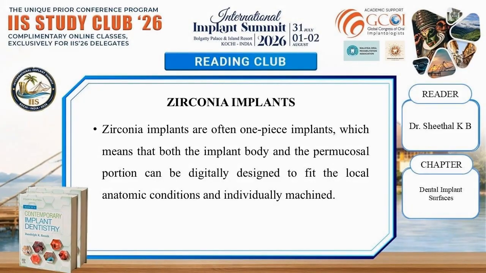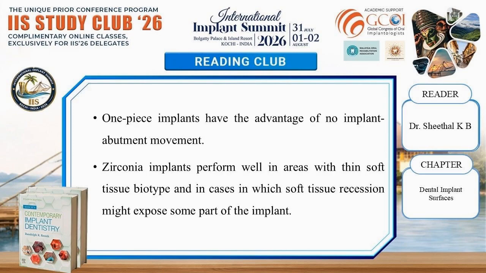Zirconia implants. Zirconia implants are often one-piece implants, which means that both the implant body and the permucosal portion can be digitally designed to fit the local anatomic conditions and individually machined. One-piece implants have the advantage of no implant abutment movement. Zirconia implants perform well in areas with thin soft tissue biotype and in cases in which soft tissue recession might expose some part of the implant.